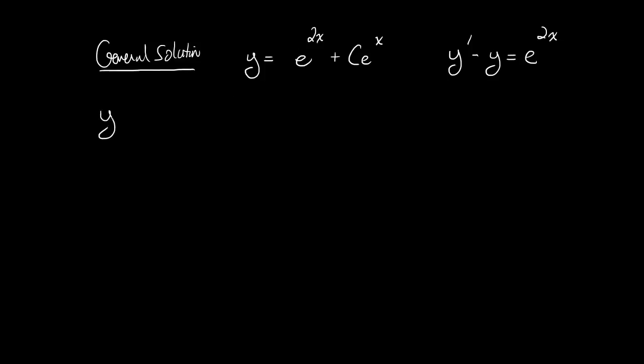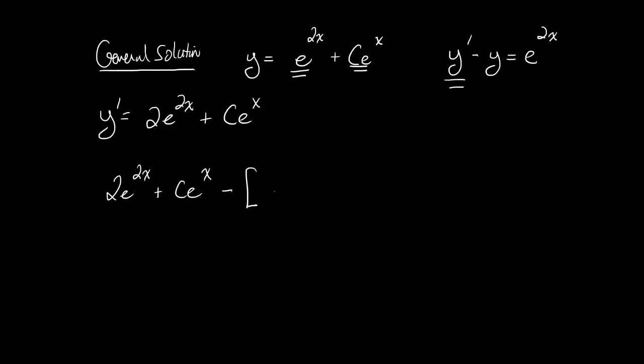So now when I find y prime, this will give me 2e to the 2x, taking the derivative of the first part. Taking the derivative of this, c is just a constant not equal to 0, so we're going to get c e to the value of x. Now when I plug into my original differential equation, we're going to have 2e to the 2x plus ce to the x. We're now going to subtract our original general solution, so we're going to have e to the 2x plus ce to the x.